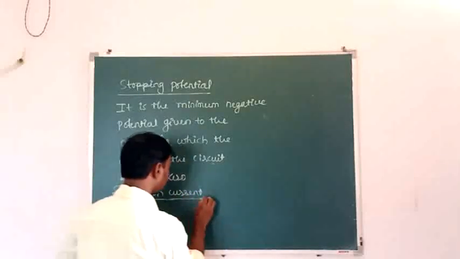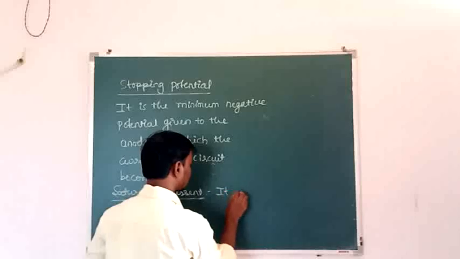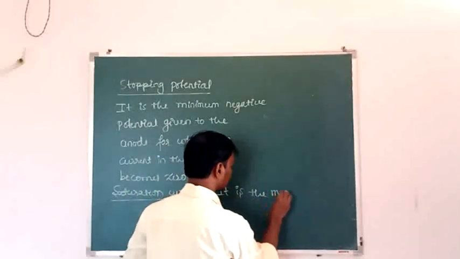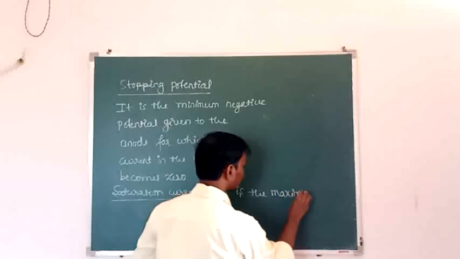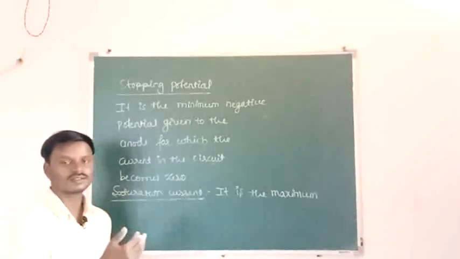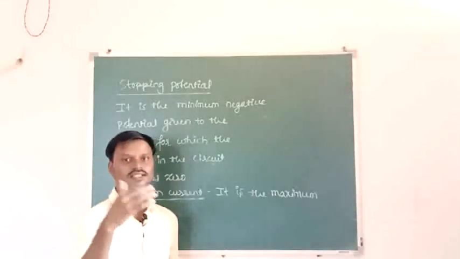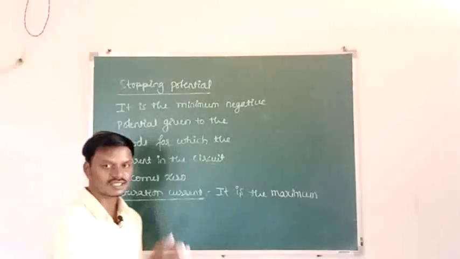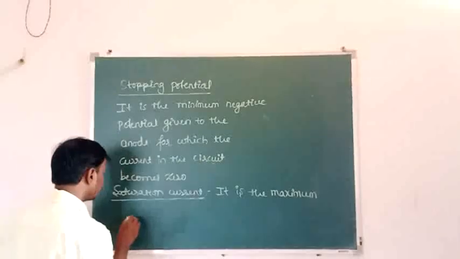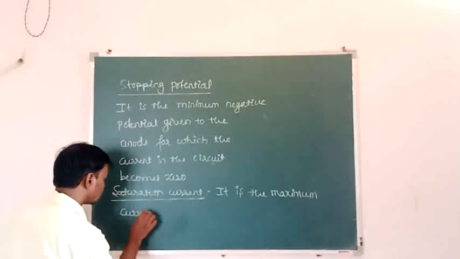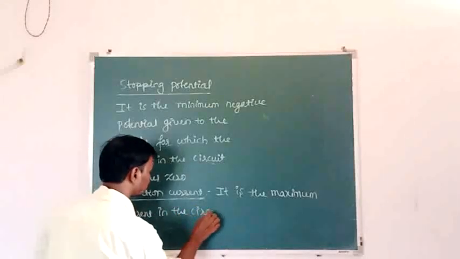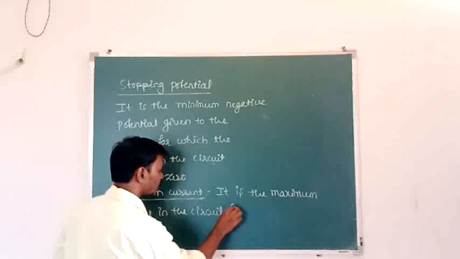It is the maximum current. When the anode collects all the electrons ejected out from the cathode, then the current in the circuit becomes maximum and it remains constant. That current is called saturation current. It is the maximum current in the circuit for the fixed frequency.